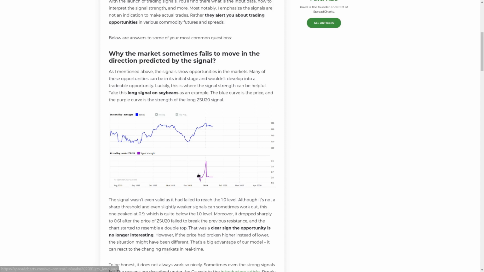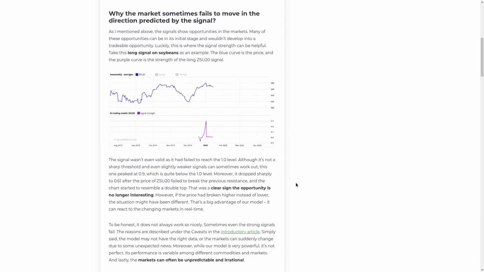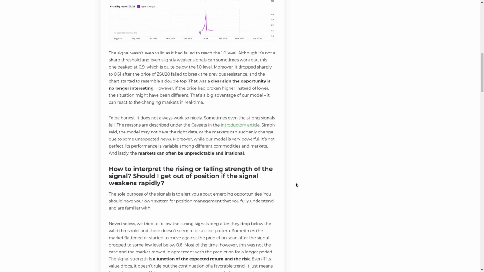It's more complicated, because if the signal strength drops down, that doesn't mean the opportunity is over, because it just says that our model thinks the expected risk reward is no longer as appealing as it was back when the signal was valid. But the trend might still continue, which is usually the case, and unless there is the opposite signal, on Saturday or at some point in the future, it may still be quite interesting.